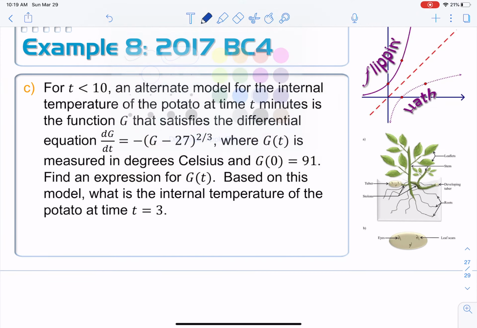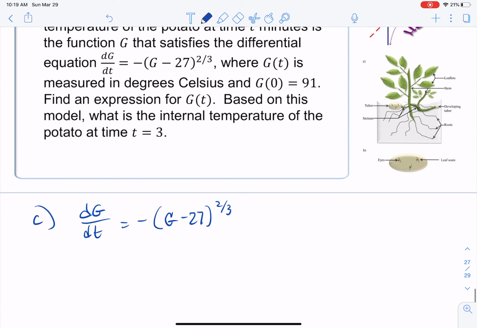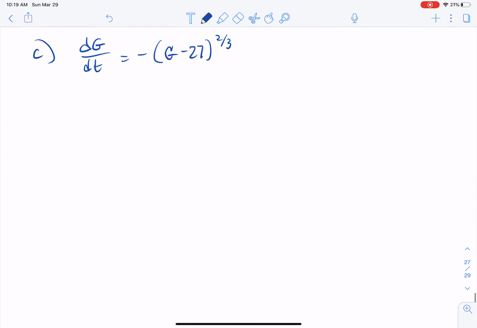Okay, so part C, our differential equation, dg/dt is equal to negative (g minus 27) to the 2/3 power. And it is asking us to find an expression for g of t. So we are solving this for g of t. What is the function that gives rise to this differential equation? So what is your first step? Your first step, of course, in solving a differential equation, is to separate your variables.